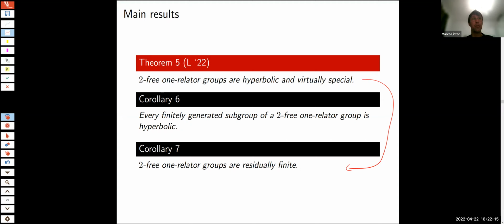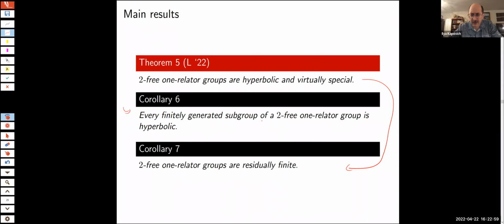Another corollary is that if you're a 2-free one-related group, then every finitely generated subgroup is again hyperbolic. So not only are you hyperbolic, but this is also inherited by finitely generated subgroups. This follows from this plus a result of Gersten, which says that 2-dimensional groups with cohomological dimension 2 have all their finitely presented subgroups hyperbolic. So added with coherence, this gets you that every finitely generated subgroup of such groups is hyperbolic.